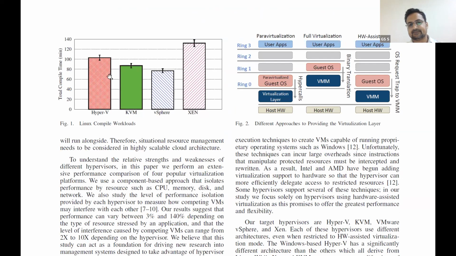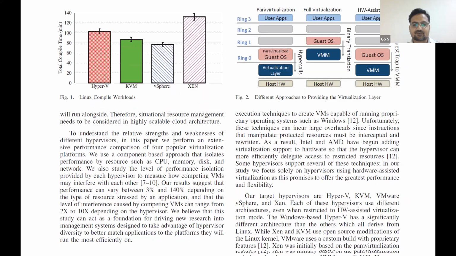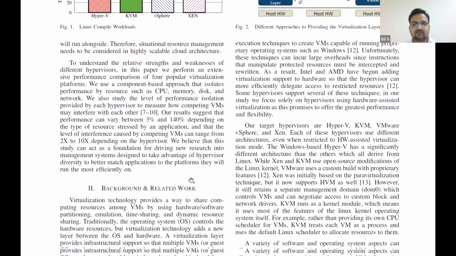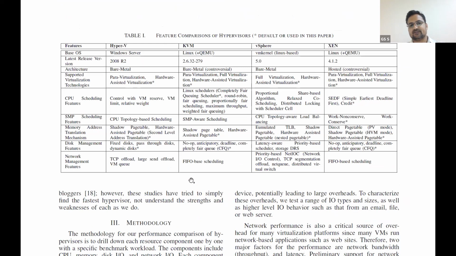Linux compile time. So Xen is taking more time. Then vSphere, KVM, and Hyper-V. This result is a little opposite as compared to the earlier result we have seen, right? See, my idea is not to see what the results are. My idea is to teach you a bit about benchmarking. So let me talk about certain tools which they have used. They're freely available and anybody can use them.